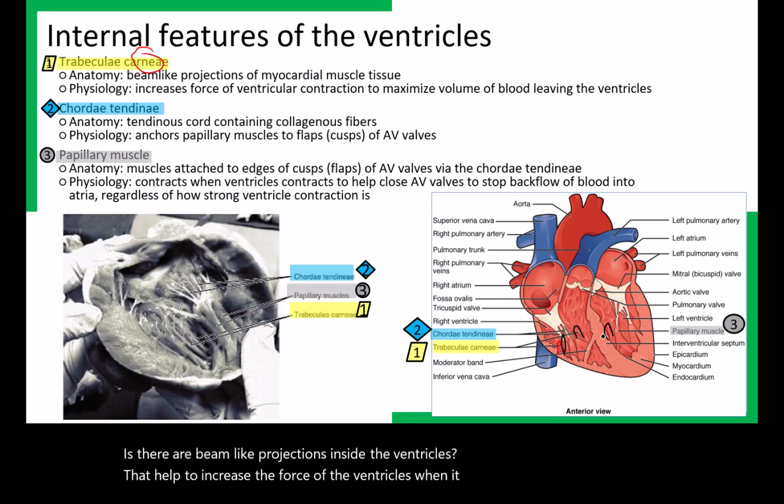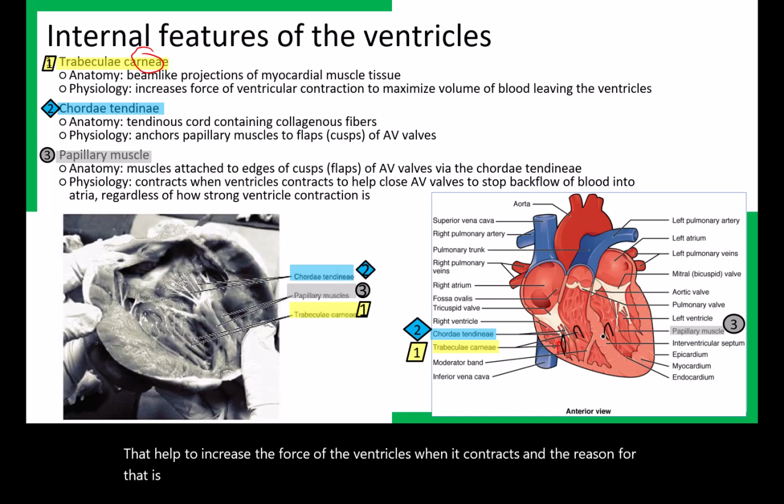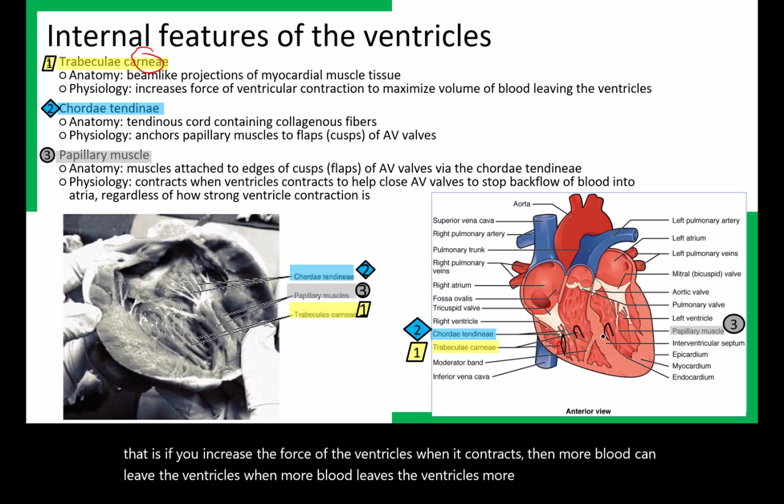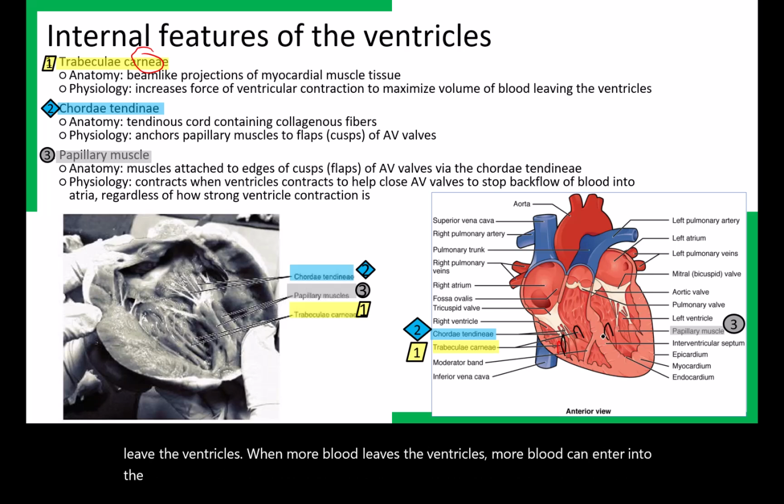The reason for that is if you increase the force of the ventricles when they contract, then more blood can leave the ventricles. When more blood leaves the ventricles, more blood can enter into the pulmonary and systemic circulation, and so blood transport increases.